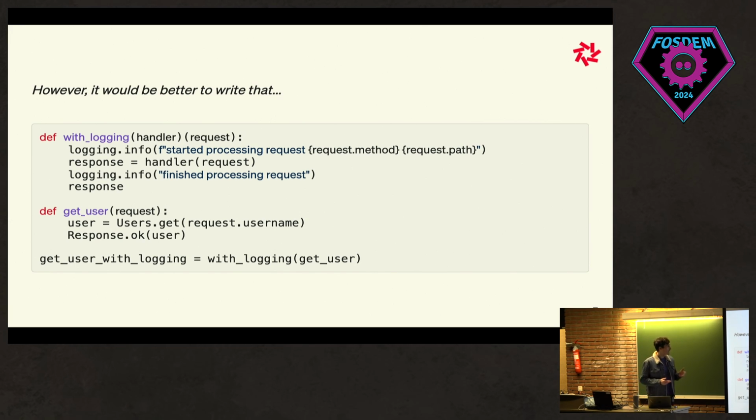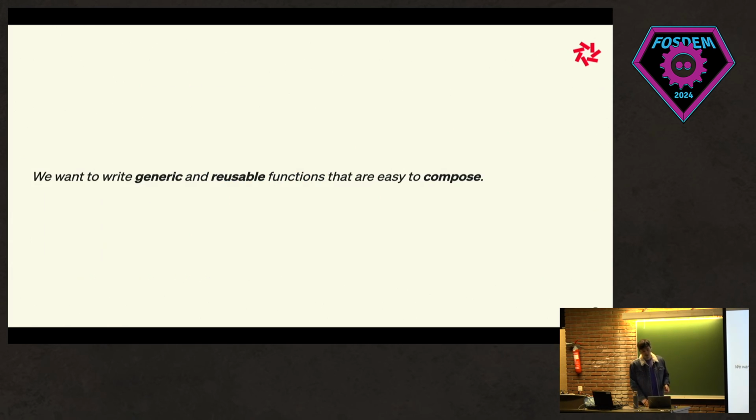And then you would write your get_user separately. It'll be a bit more simple, very focused on what it has to do. And then you would compose your with_logging function with your get_user function, and you would achieve what you had achieved before. But now you have that other function, with_logging, that you can use for all your handlers. And isn't that the essence of programming? We want to write generic and reusable functions that are really easy to compose.